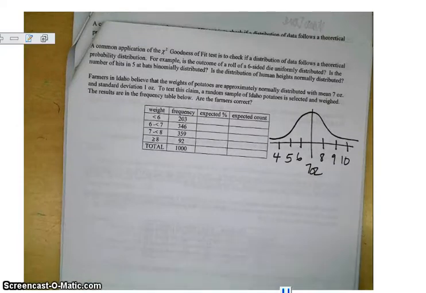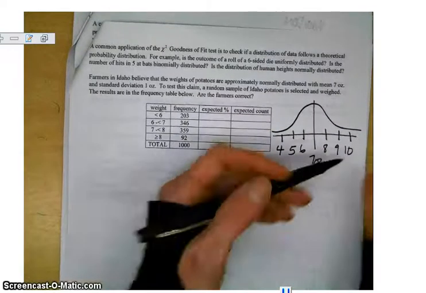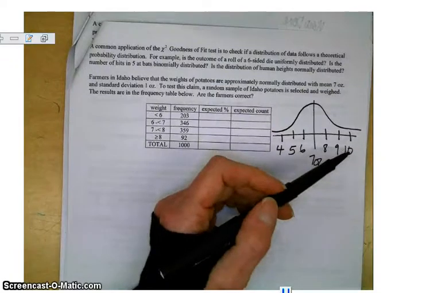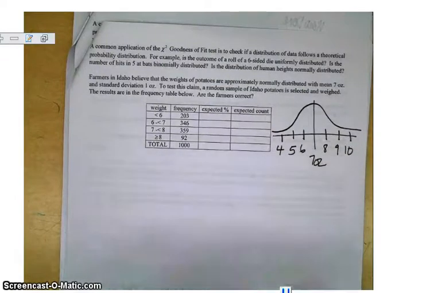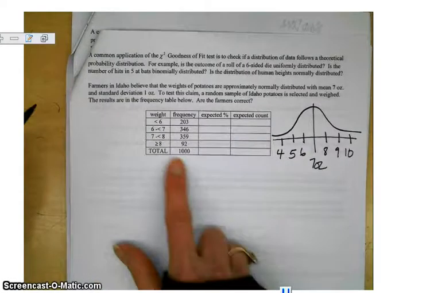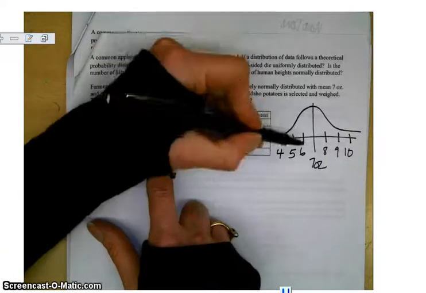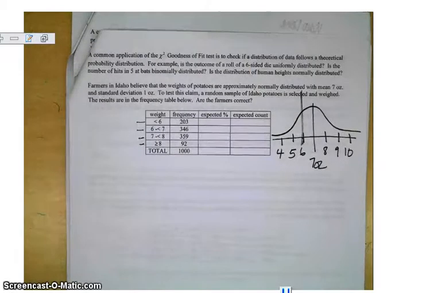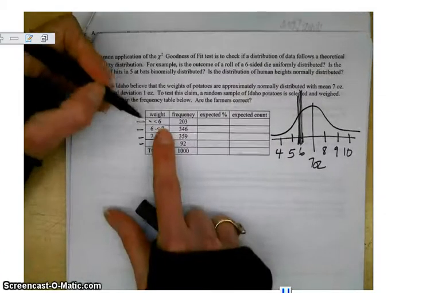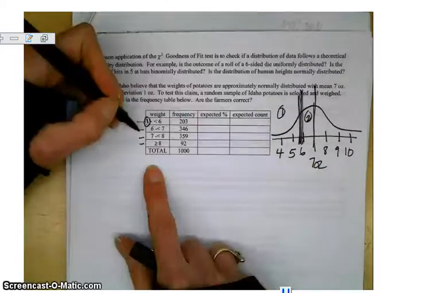Most potatoes probably grow within 6 to 8 ounces, and then the rest of them are smaller or bigger. And you don't usually have a 27-ounce potato. That's very, very unusual. All right, so we need to see if these are the categories that they put them in. So less than 6 is over here, so that's this category. Category 1 is over here. Between 6 and 7, this is category 2.